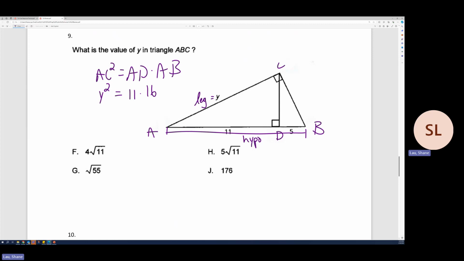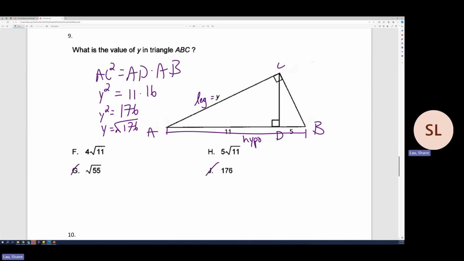And so we just multiply all that out. We should get y squared equals, I'm not actually quite sure, 176, I believe. Okay, 176. But remember, we still have that square root, so y equals the square root of 176. And we gotta simplify this. First off, let's just go ahead and eliminate some answers. J can't be correct and G can't be correct here. Okay, that's the first thing.